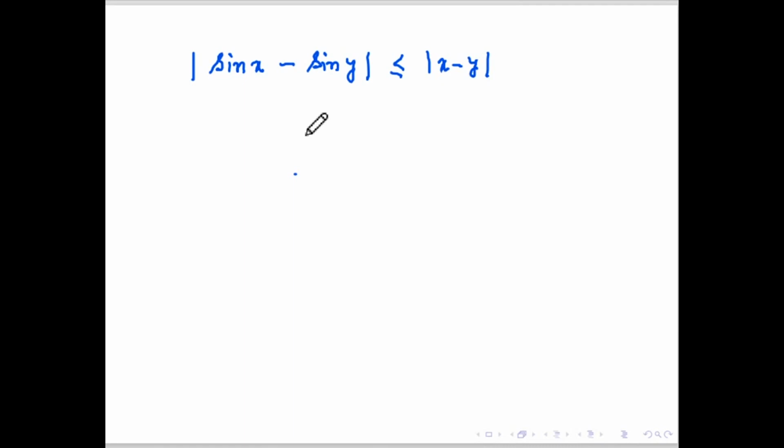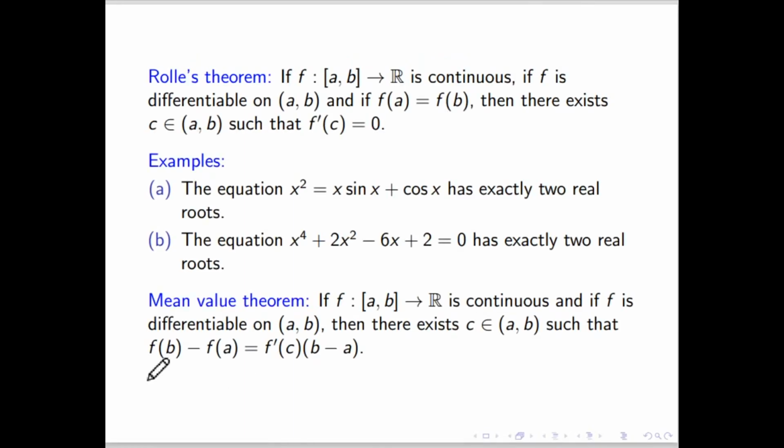For that function you can apply the mean value theorem. So this is another application of the mean value theorem. It says that f(b) minus f(a) is equal to f'(c) times (b minus a). So if we apply the mean value theorem for the function sin x, then we will get sin x minus sin y is equal to the derivative of sin at some point c that lies between x and y, times (x minus y).